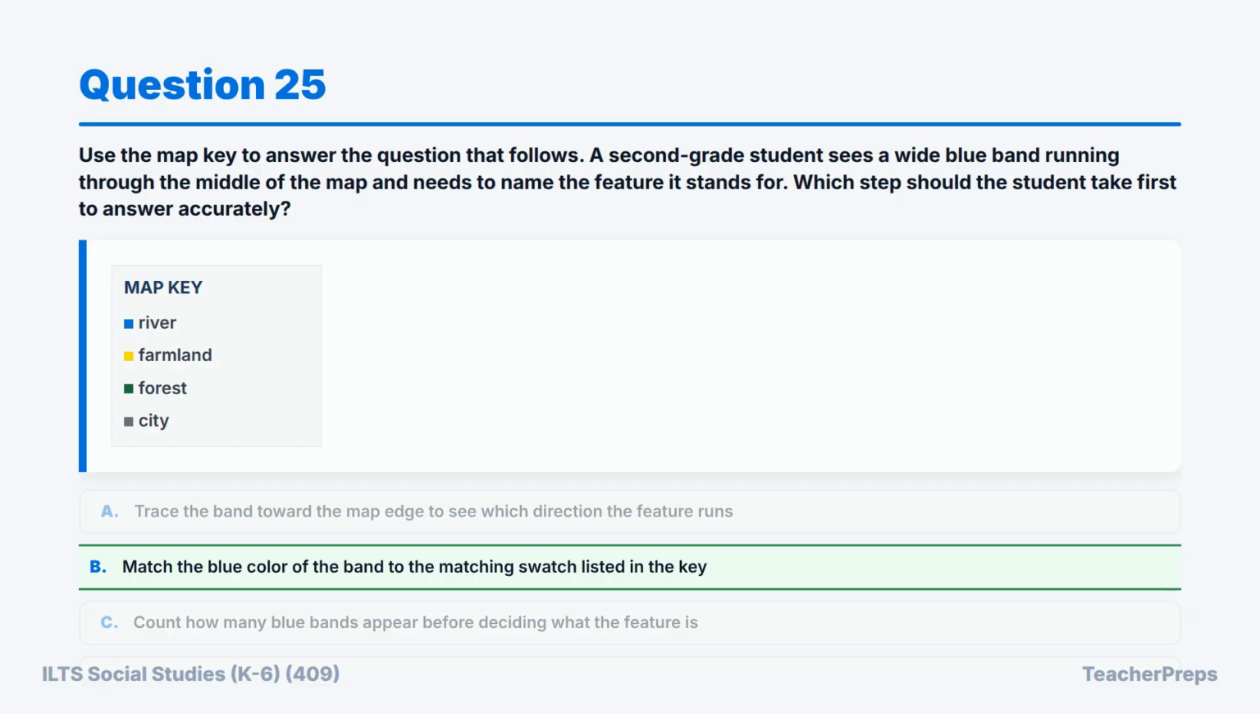Tracing the band toward the edge shows its direction, but not what the color means. Counting how many blue bands appear tells nothing about the feature the color stands for. Comparing the band's width to other areas measures size rather than identifying the feature. So matching the color to the key is the correct first step.